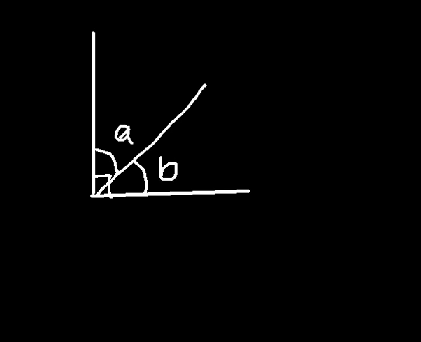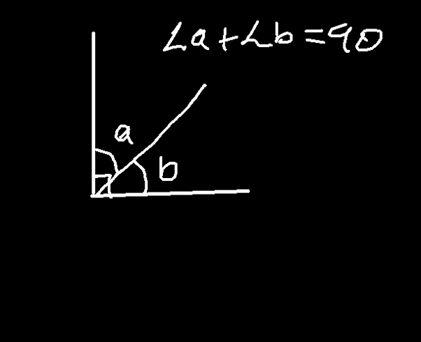Now angle A as well as angle B are said to be complementary angles because they share the angle sum of 90 degrees. Hence, angle A as well as angle B are said to be complementary angles. In this case, you should understand that the value of angle A plus the value of angle B is the same as 90 degrees. That is the reason behind complementary angles.